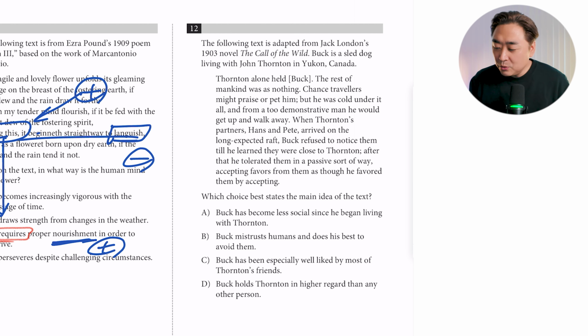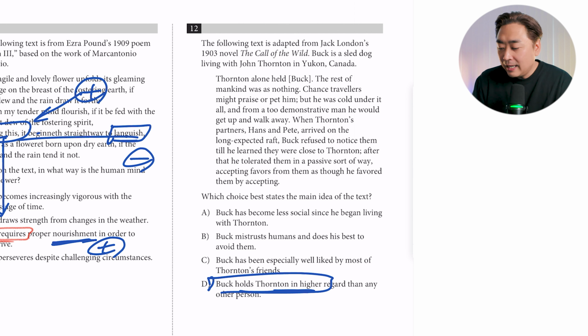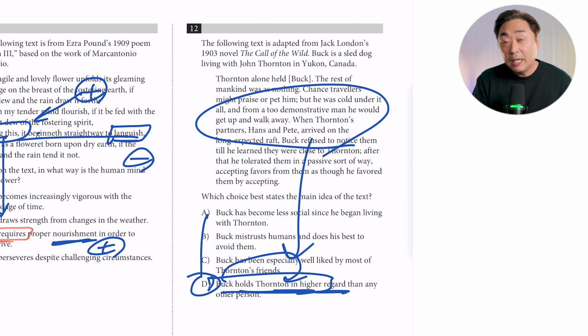C says Buck has been especially well-liked by most of Thornton's friends. Well, absolutely not. We never talk about other people liking Buck. It only says that Buck avoids them until he learns that Thornton is close to them, and maybe he'll open up. And D says Buck holds Thornton in higher regard than any other person, which is absolutely true, meaning it highlights the bond that they have. You've got to start with Buck because we're not talking about Thornton or how he feels about the dog. Buck loves Thornton, higher regard than any other person. The chance travelers, Hans and Pete, right? So you've got that comparison going on too. So absolutely, the answer is D.